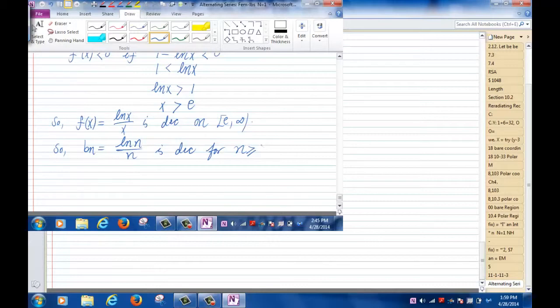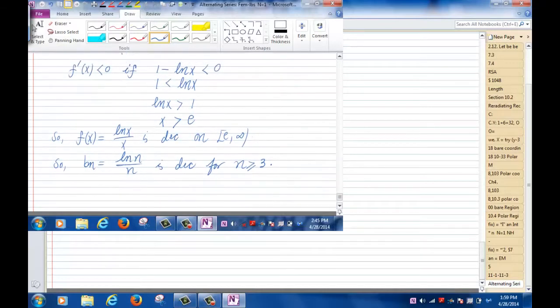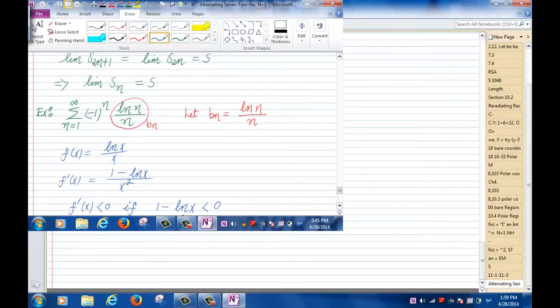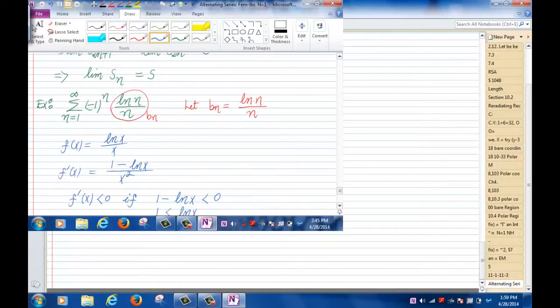So if you say it's decreasing from e to infinity, you can also include e. Okay, so for n greater than or equal to 3, because n has to be larger than e, I can say that my sequence bn is decreasing for n bigger than 3. So what I have shown is that ln of n over n is a decreasing sequence for n bigger than 3. Do I care what happens for n equals 1, n equals 2? It doesn't matter. As long as the sequence is decreasing after some point, we can apply the test.